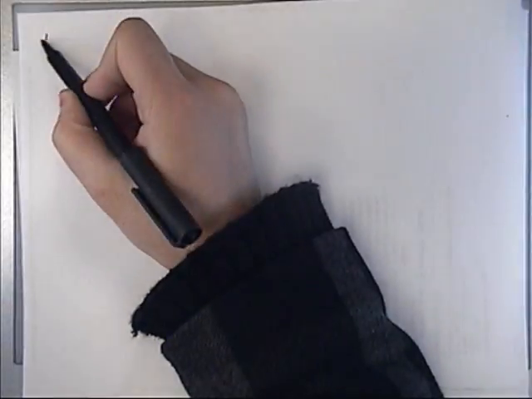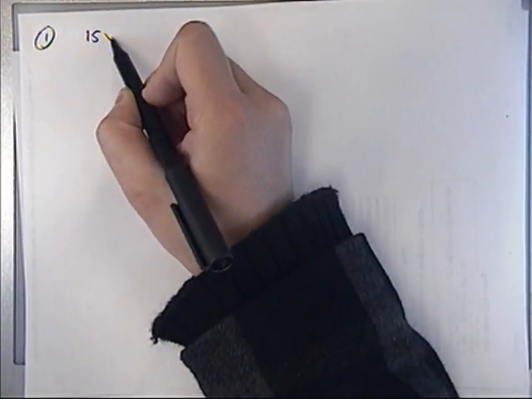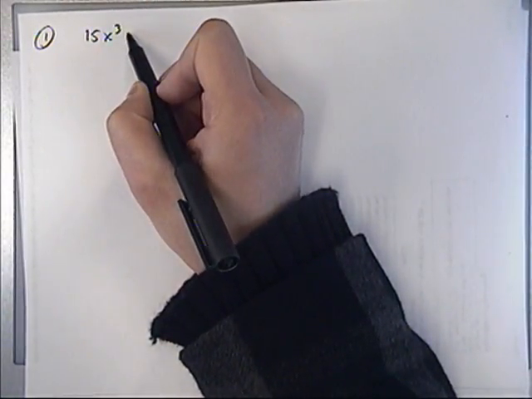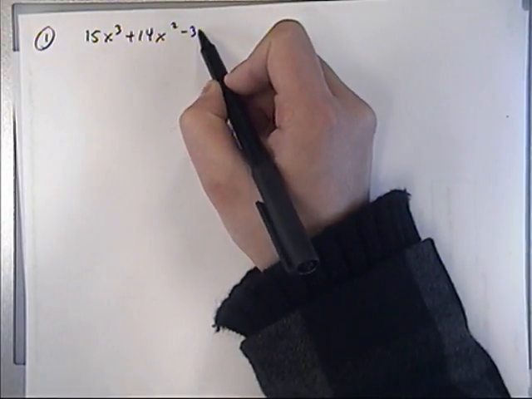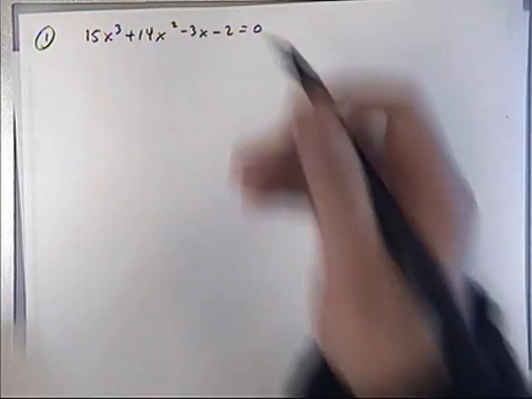The first example gives you the following information. It says that you're starting with the function 15x to the third plus 14x squared minus 3x minus 2 equals 0.